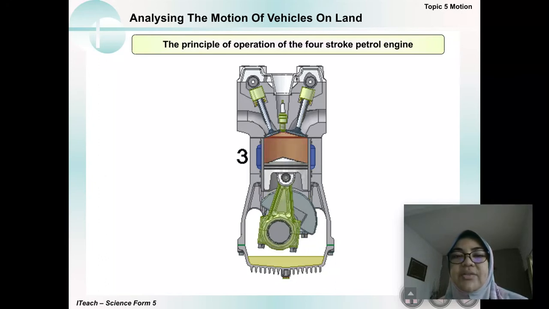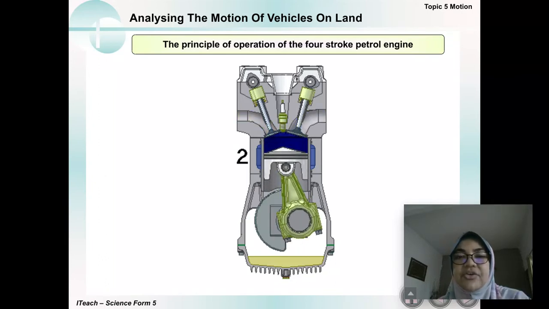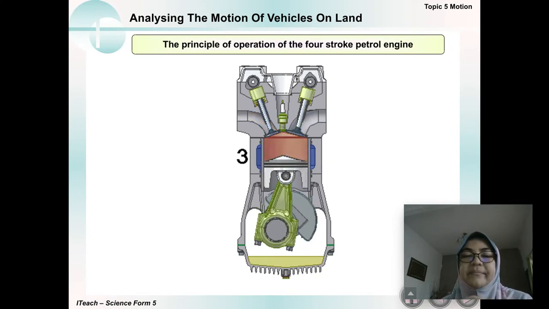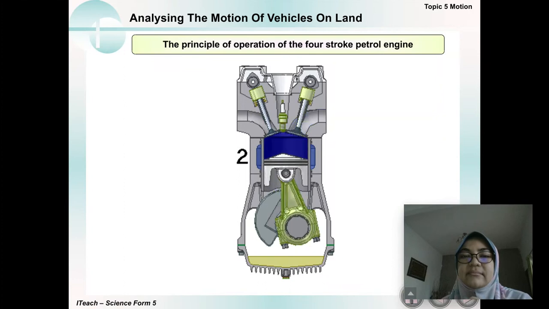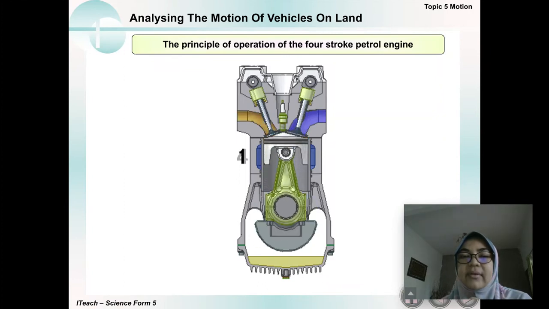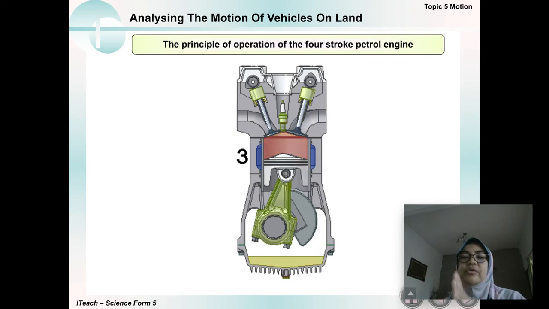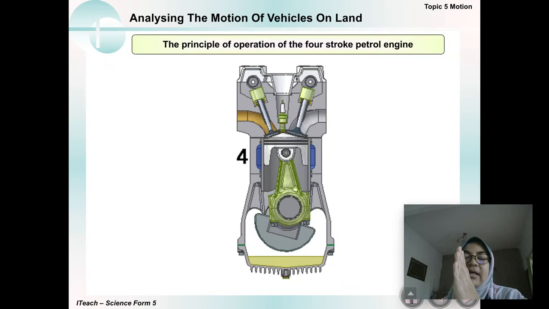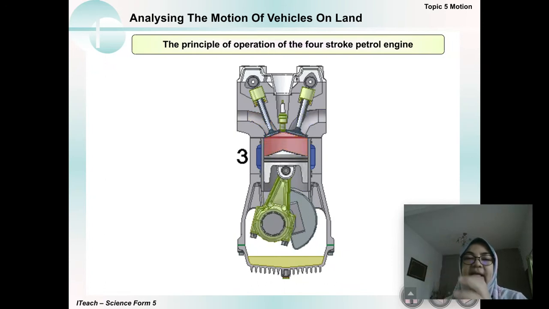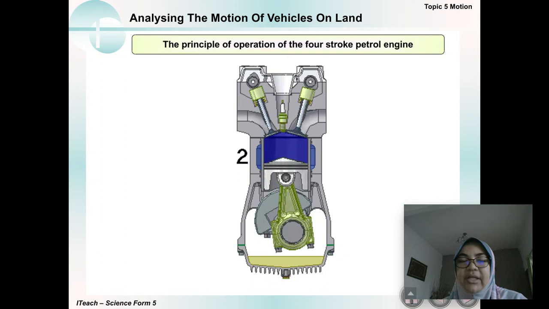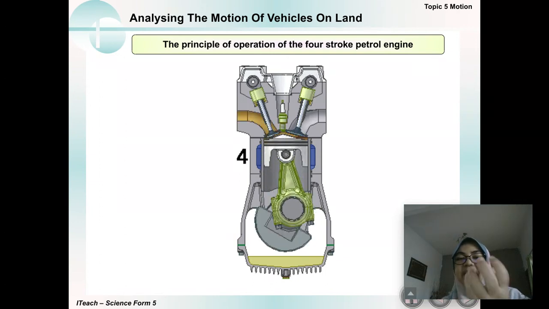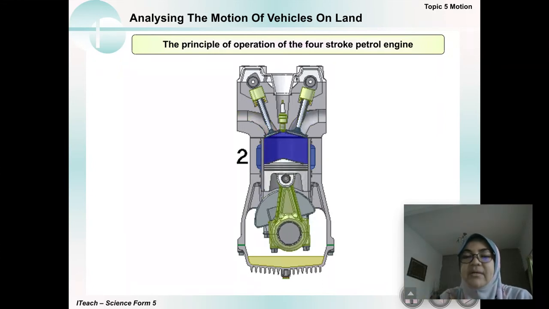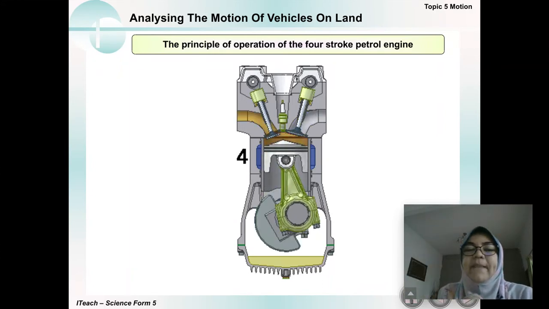Okay, so as you can see, this is the first stroke. So dia punya stroke tu stage by stage. First stroke, exhaust valve close, intake valve open, and then fuel comes in, then the piston goes down. Second stroke, the piston goes up, and then as you can see, bila piston tu ke bawah, crankshaft tu akan rotate.